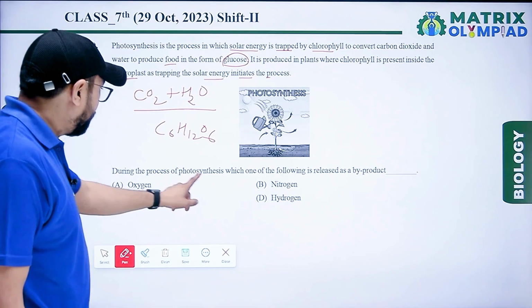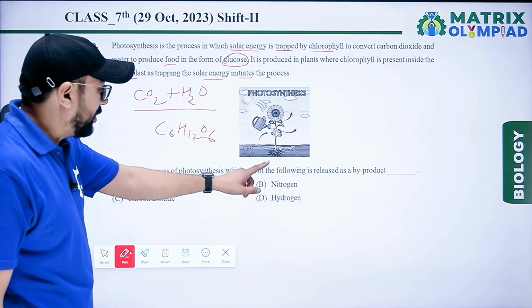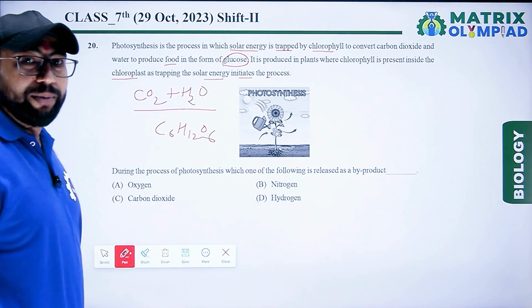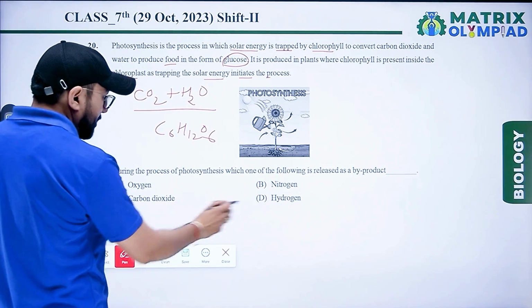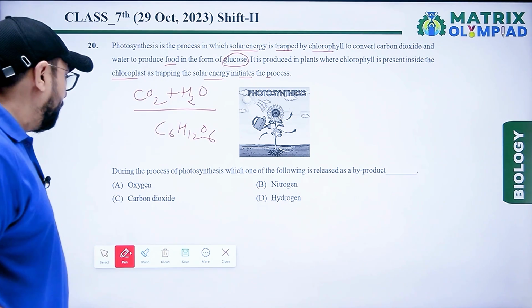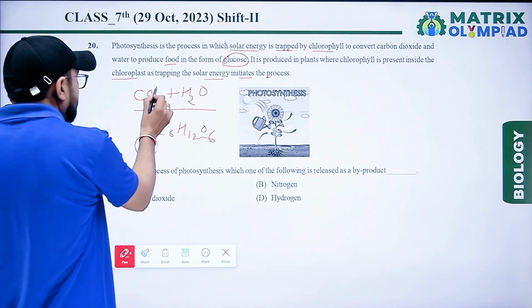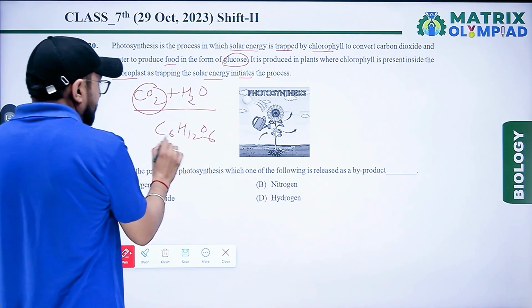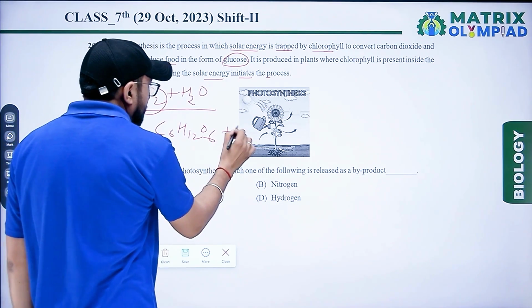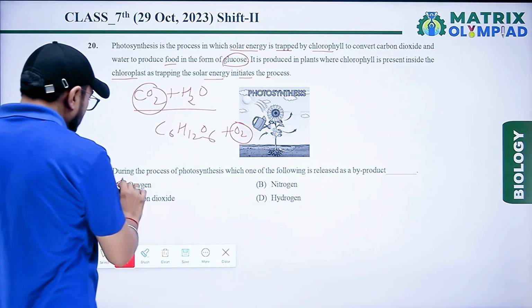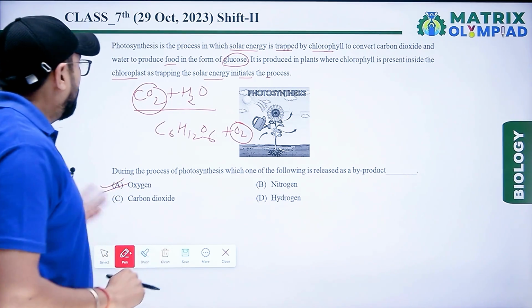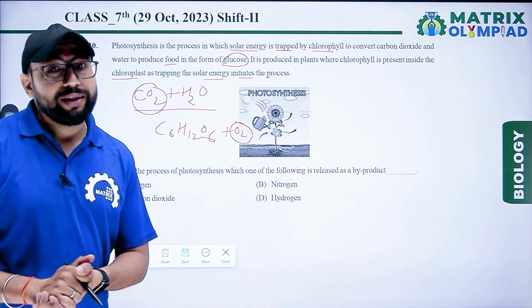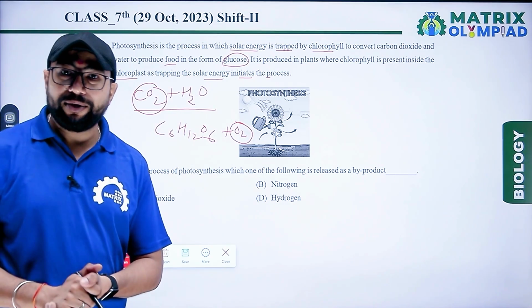During the process of photosynthesis, which one of the following is released as a byproduct? Oxygen, nitrogen, carbon dioxide and hydrogen. Byproduct. CO2 is used, but C6H12O6 plus oxygen are produced. So, oxygen is the right answer. Option A for the 20th question. These are the solutions for biology.